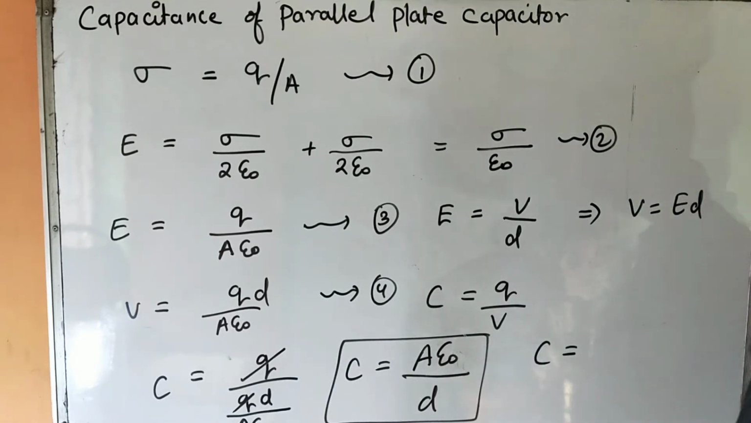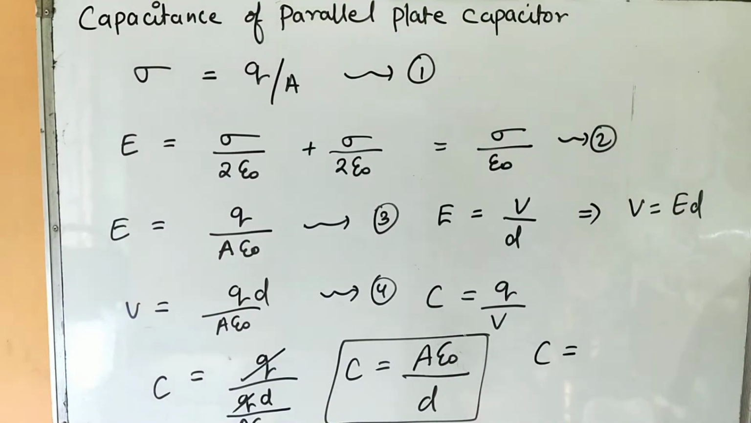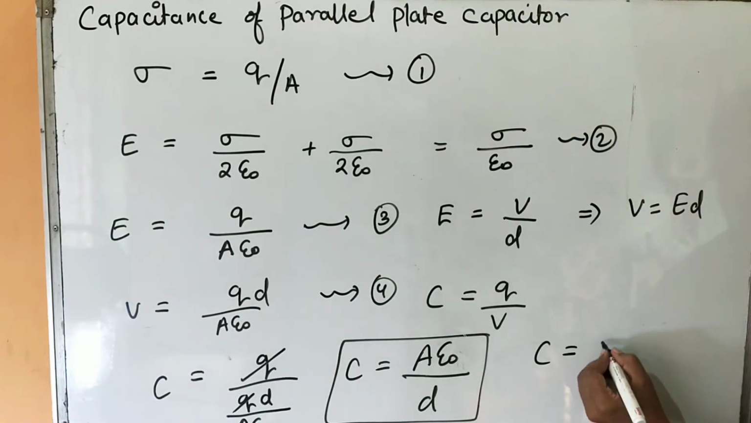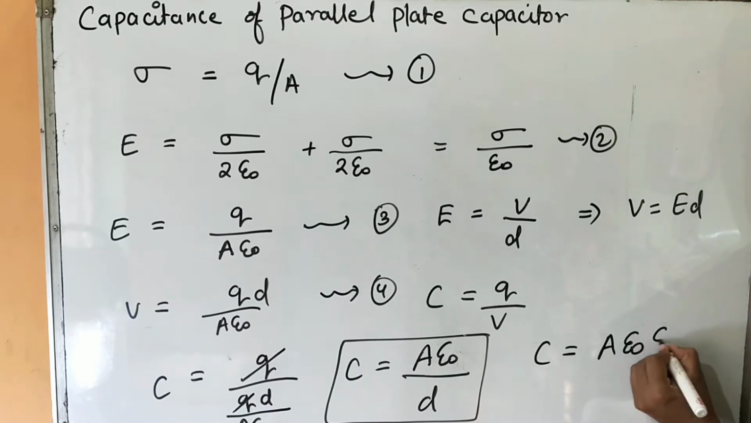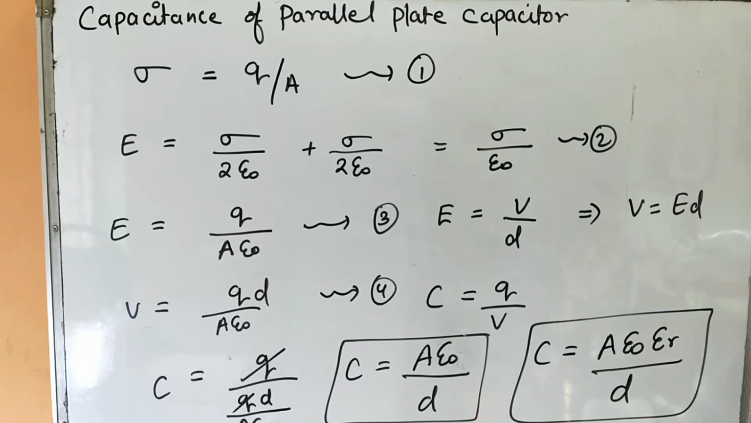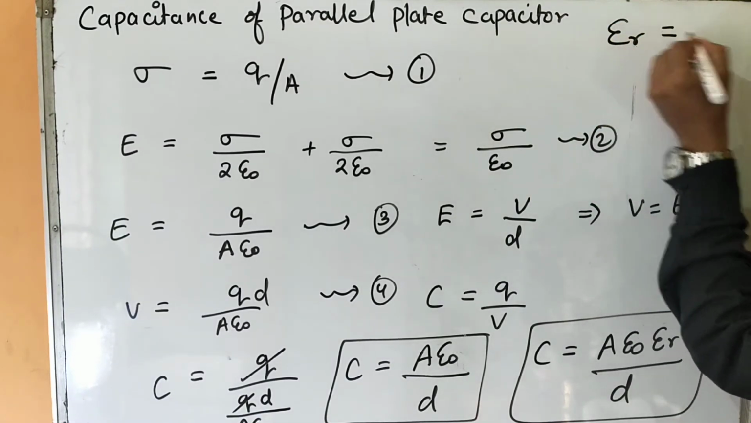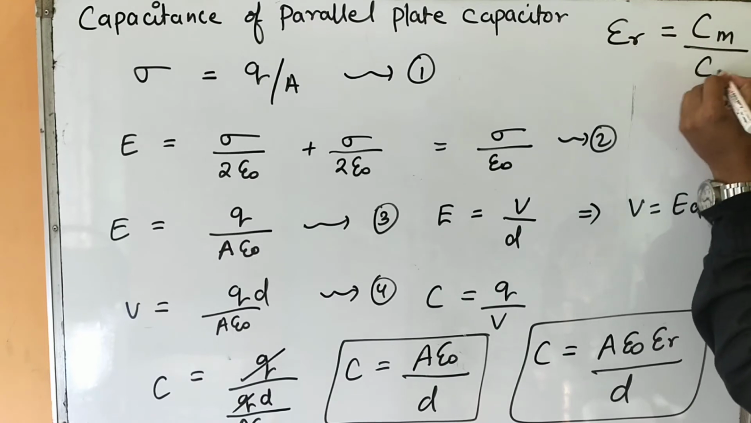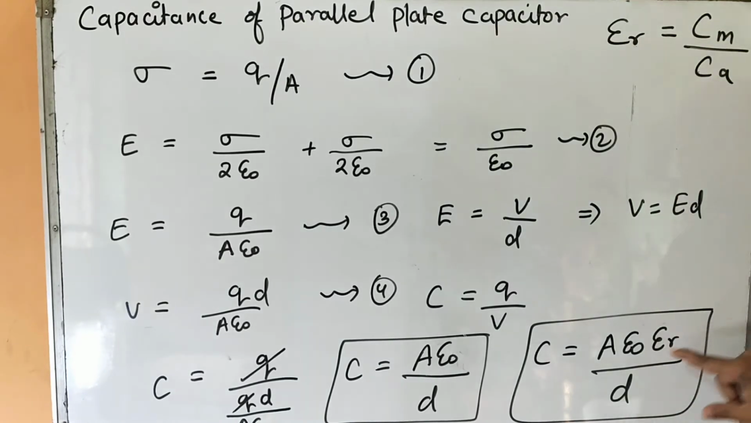If we are going to find the capacitance of a parallel plate capacitor using one dielectric medium, what will I get here? C equals epsilon naught epsilon R A divided by D. So this is the capacitance of the parallel plate capacitor with any dielectric medium, where epsilon R is capacitance in medium divided by capacitance in air. Epsilon naught is the permittivity of free space and epsilon naught epsilon R is the permittivity of the medium.